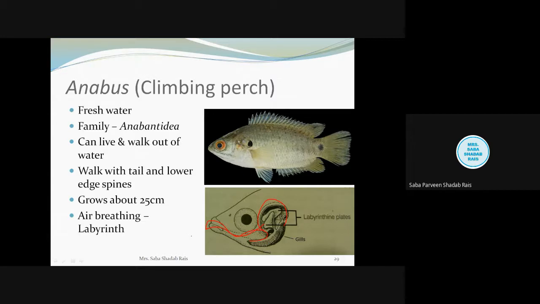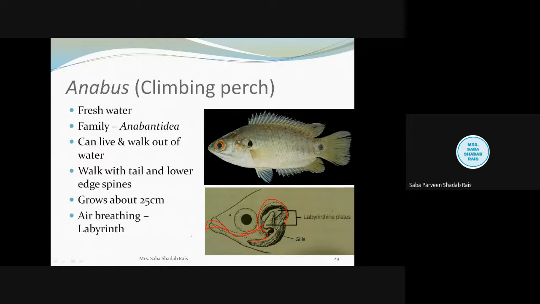Now why do they require a special type of respiratory mechanism? Because they are fish, they have to breathe in normal water, but as they have to stay without the water for several hours, for that reason this special type of adaptation has come with evolution. Understood? Any doubt in Anabas?